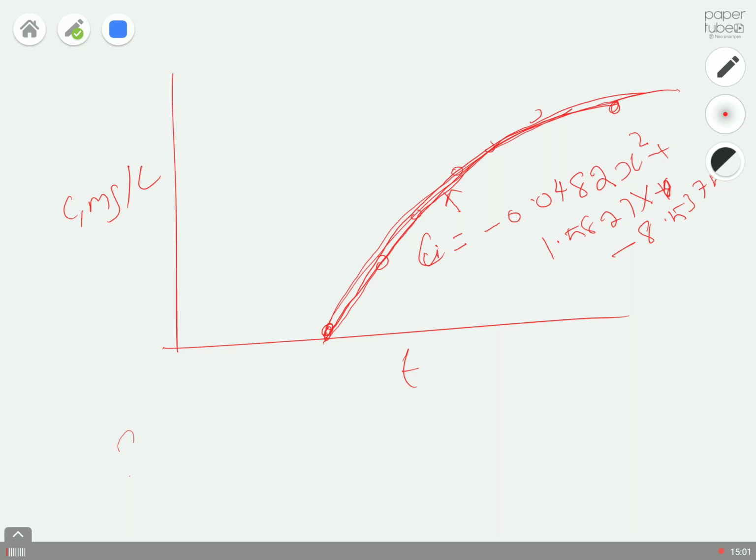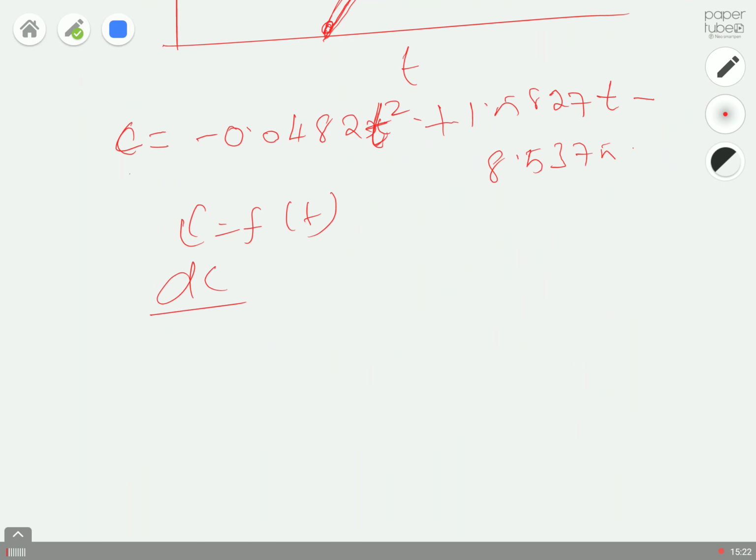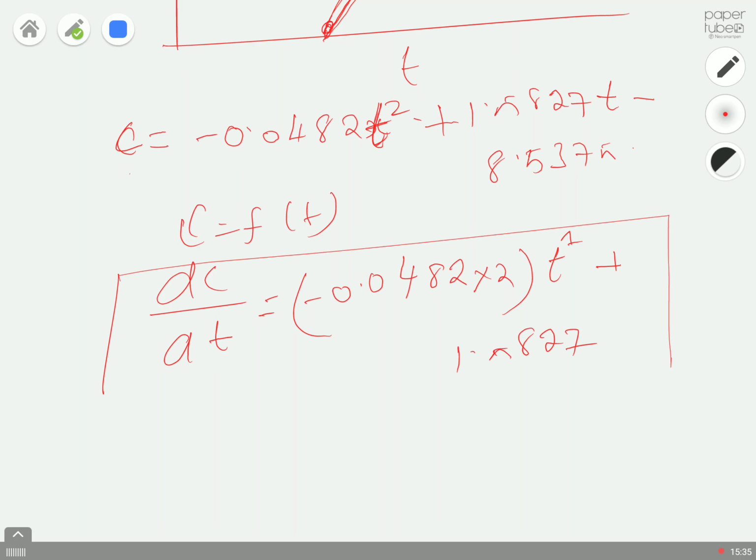So C is equal to minus 0.0482 x square, or instead of x you can replace it with t, plus 1.5827 t minus 8.5375. This is your concentration as a function of time. So how to proceed? Just differentiate this with respect to time. That will be equal to minus 0.0482 multiplied by 2 into t to the power of 1, plus 1.5827.